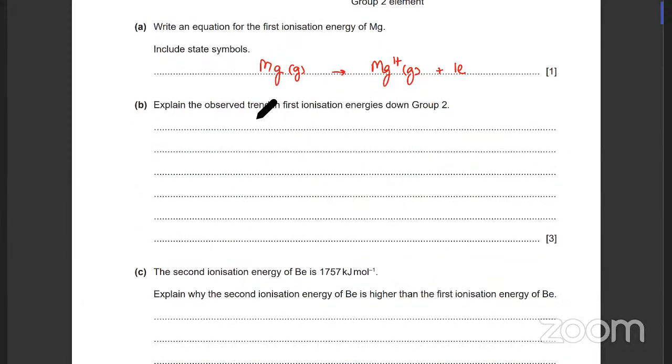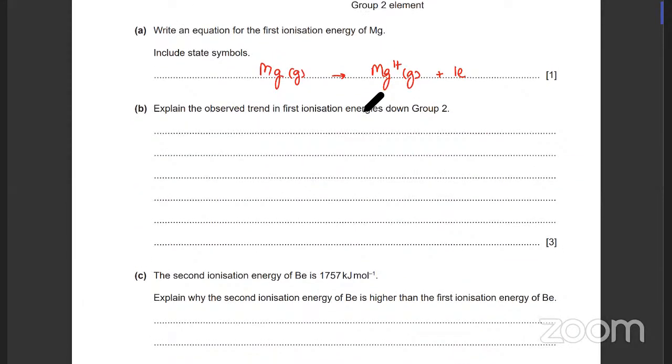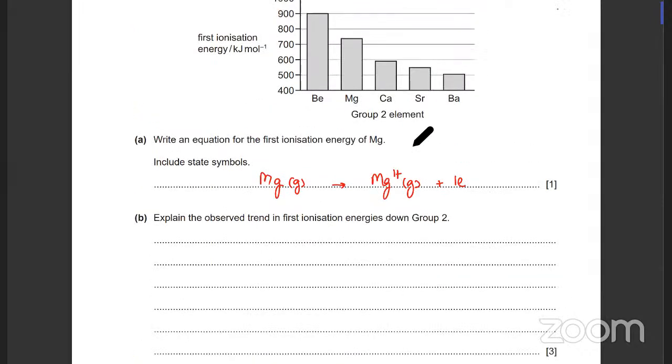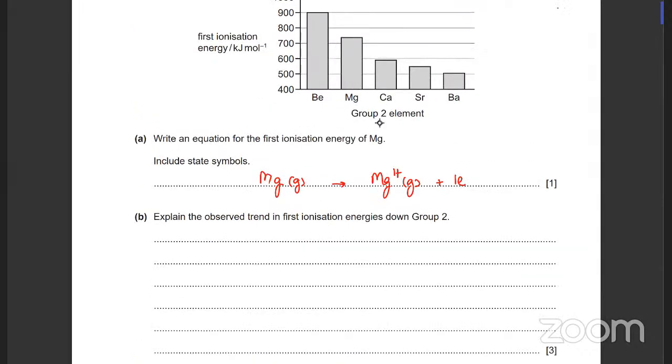So the next one is, explain the observed trend in the first ionization energies down the group. So you have to explain this. Obviously they decrease down the group. That's probably going to be 1 mark. So what is the explanation? Why do they decrease down the group?